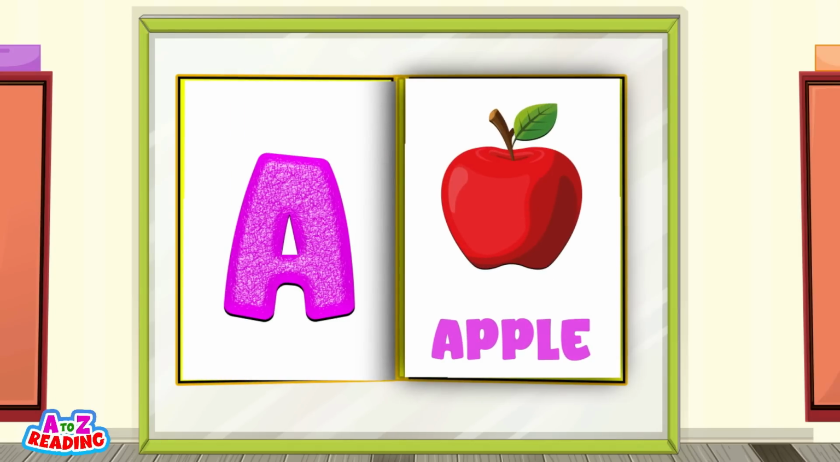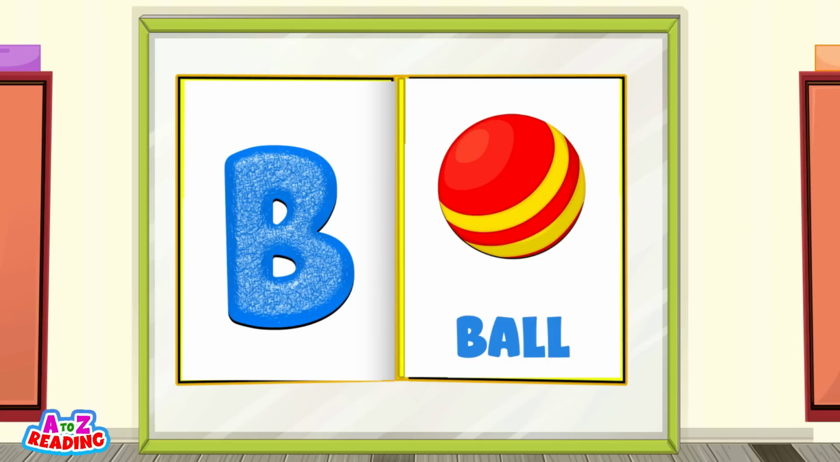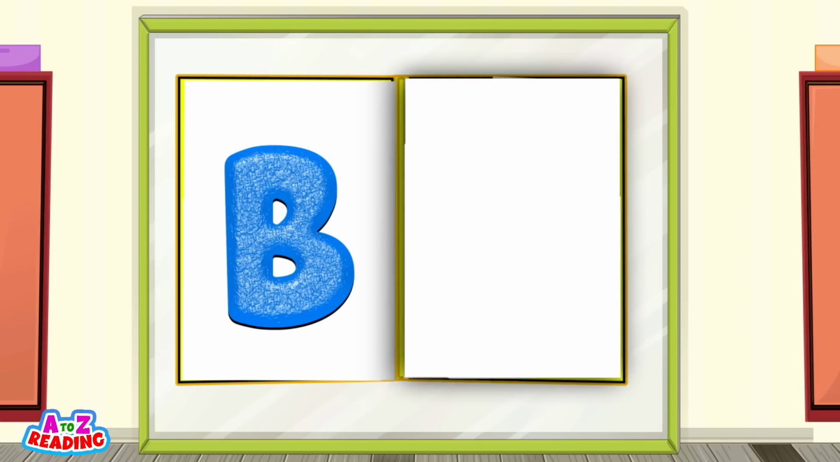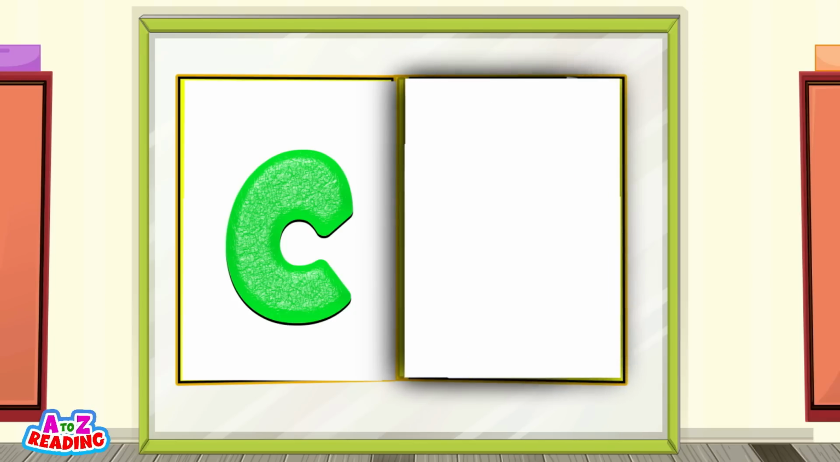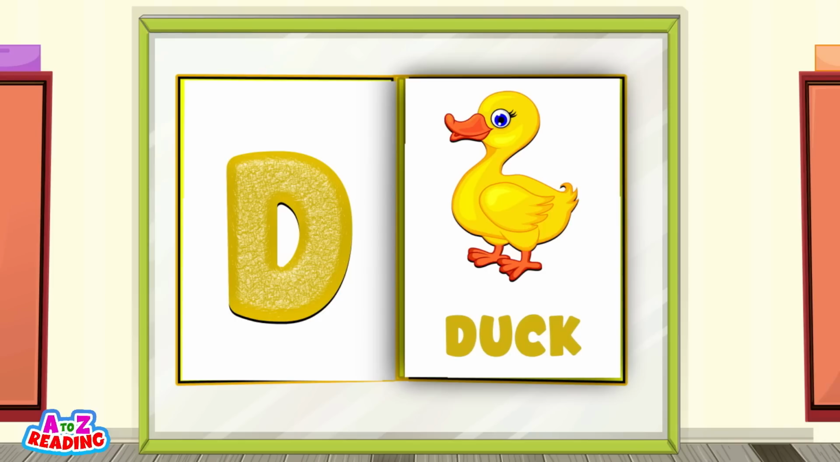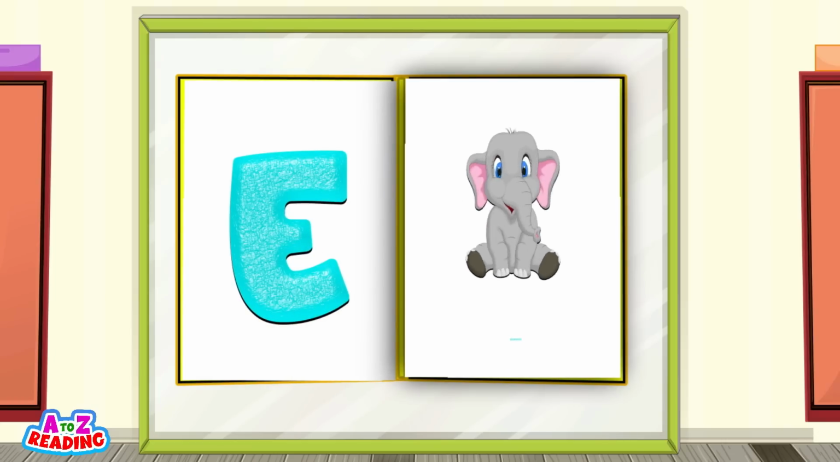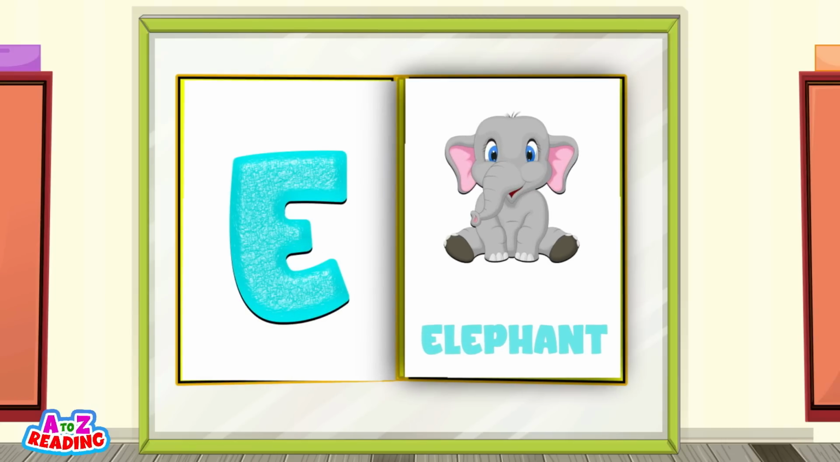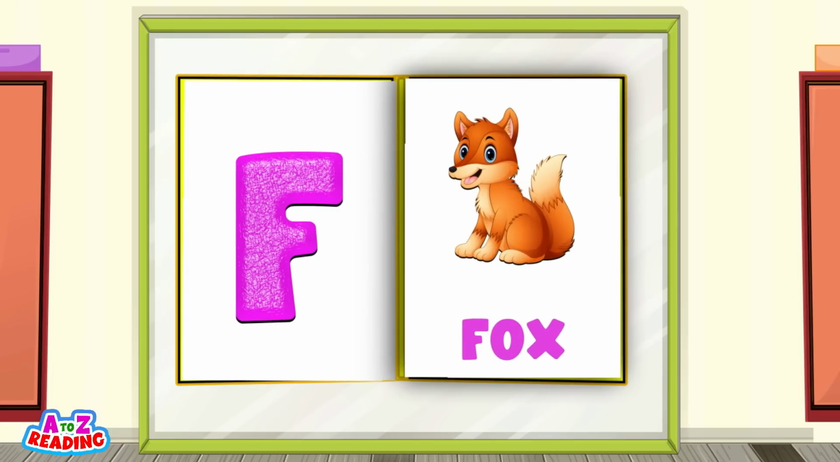A is for apple. B. B is for ball. C. C is for cat. D. D is for duck. E. E is for elephant. F. F is for fox.